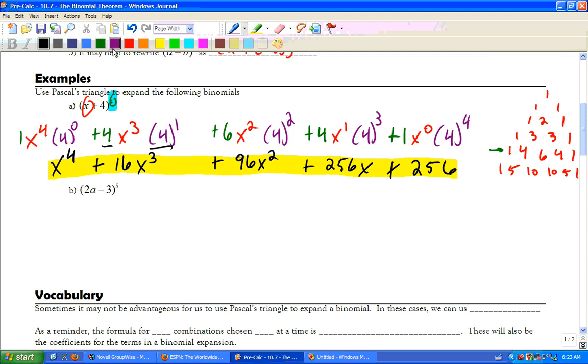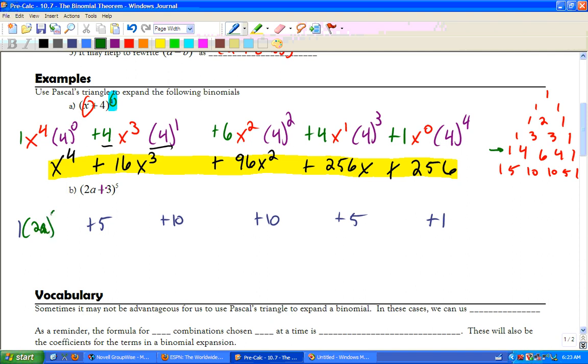For the next one, again, 2a minus 3. Now, this minus is going to help us. If we write it as plus and negative, it's going to help us with this problem. We're going to grab the coefficients once again, this time from row 5: 1, 5, 10, 10, 5, 1. We're going to start with 2a.